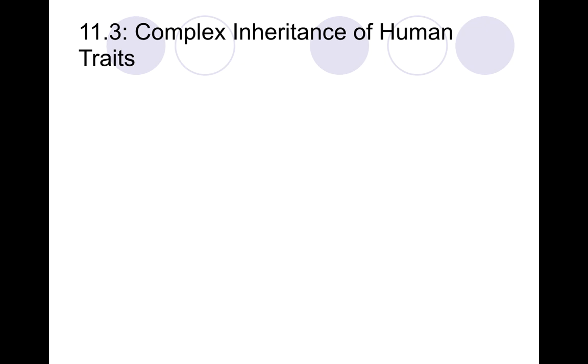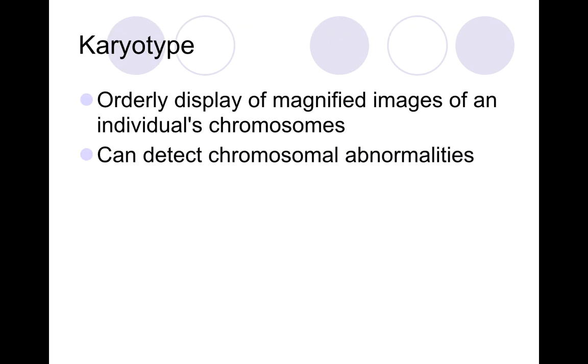So, complex inheritance of human traits and karyotyping. This is where the second half of the other note starts. So we'll end right here.